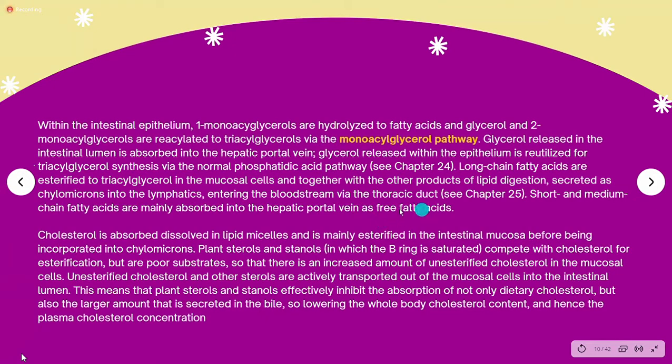Okay, how far are you in your anatomy? You are not into circulatory yet? You have not seen this thoracic duct yet?